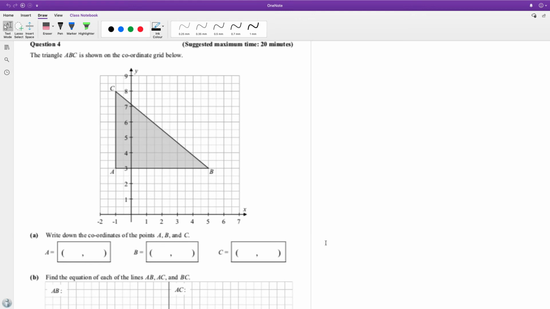So, first things first, write down the coordinates of A, B, and C. And then get the equation of each of the lines AB, AC, and BC. Off you go.